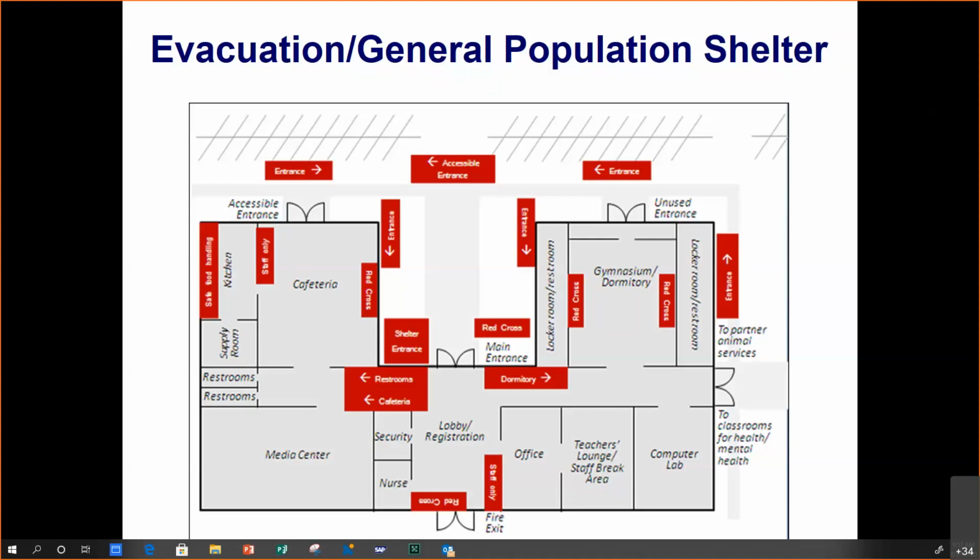Of course, it could change depending on where it's located, if it's in a school or if it's in a recreation center. So the layout may be a little bit different for different shelters. Slide, please.